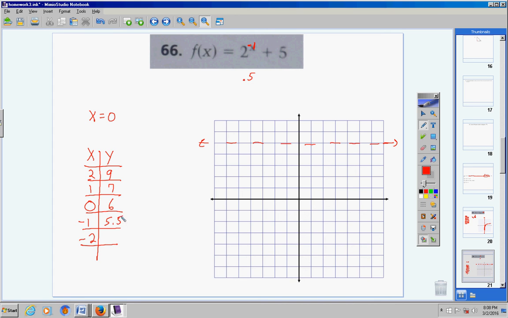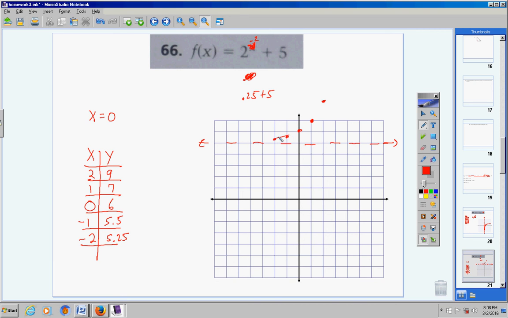Now put a negative 2 in for x. 2 to the negative 2 is, type into your calculator if you need to, 0.25 plus 5. So 0.25 plus 5 is 5.25. So here we go. Over 2, up 9. Over 1, up 7. Over 0, up 6. Negative 1 is 5.5. Negative 2 is 5.25.